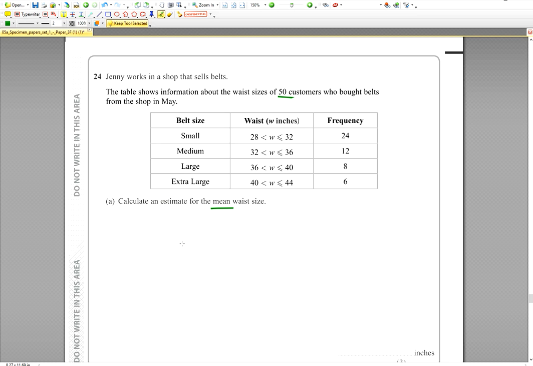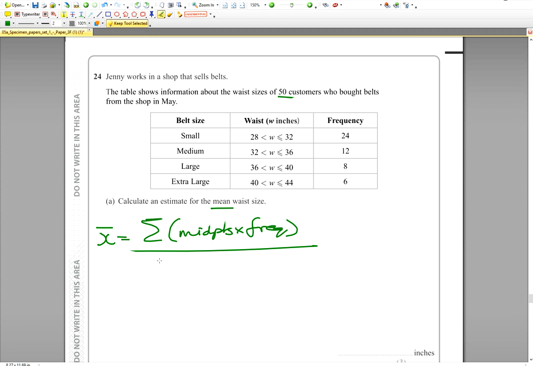How do you work out the mean of a grouped frequency table? The mean is equal to the sum of the midpoints times the frequency, divided by the sum of the frequencies. Okay, are we ready to go for it then?